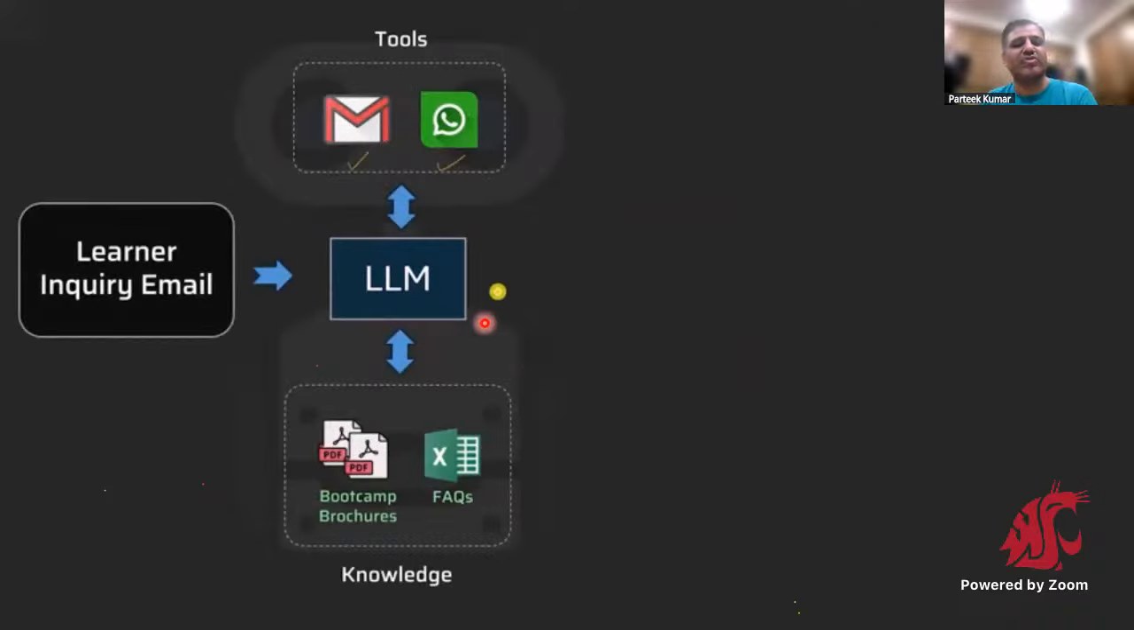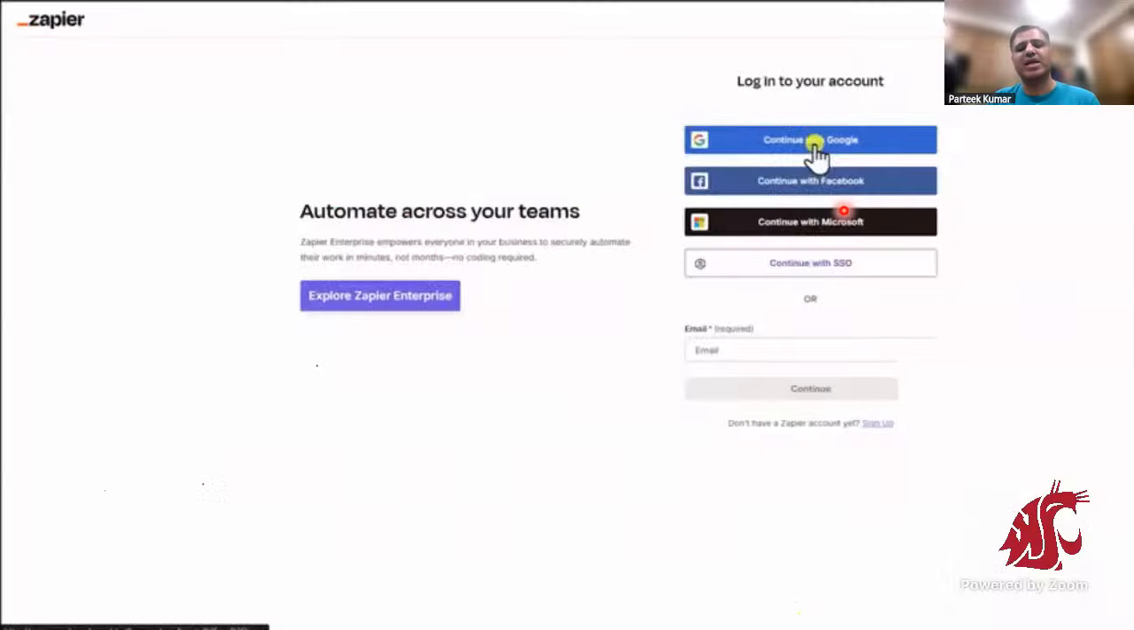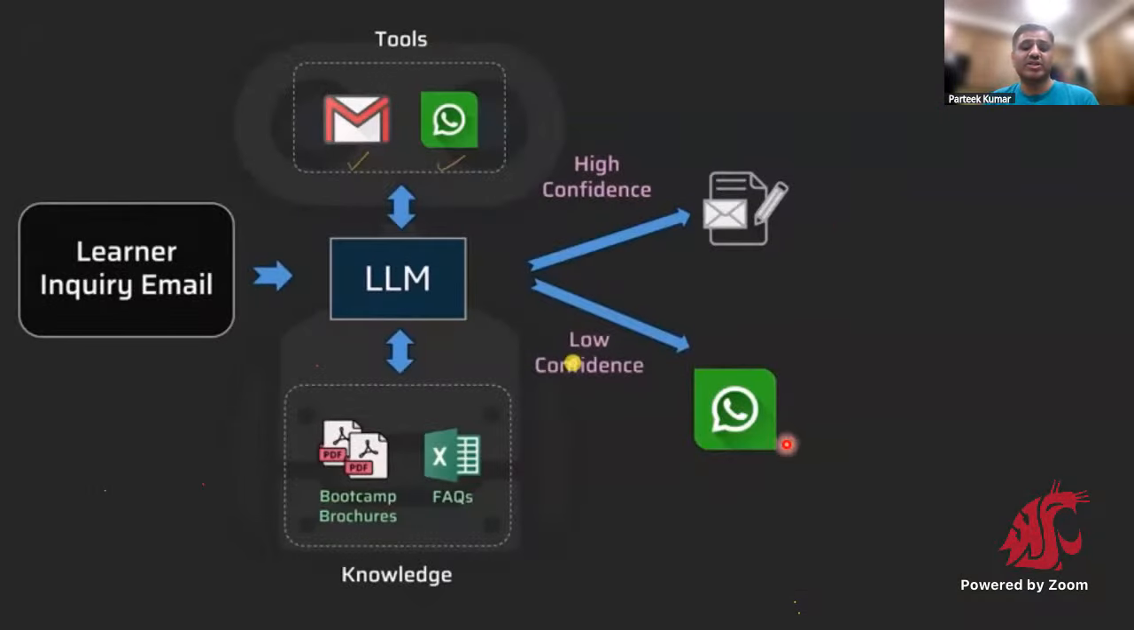Here you can see our full pipeline. Our LLM will think, that is the brain for the whole system, but this LLM must have access to Gmail and to WhatsApp along with the knowledge source. If it has high confidence about the response to the question, it will send the automated email. Otherwise, it will simply generate the WhatsApp message. We are going to implement that in Zapier. Maybe in the next 20 minutes, we will be able to complete that. I hope everyone has a clear idea of what we are going to build.